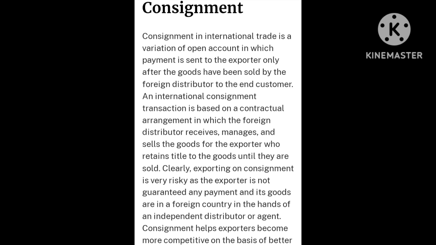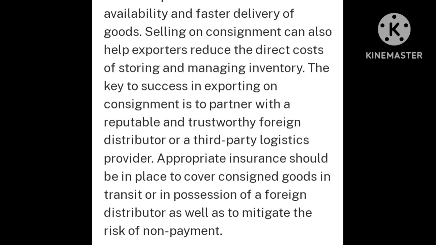Clearly, exporting on consignment is very risky, and the exporter is not guaranteed any payment, and its goods are in a foreign country in the hands of the independent distributor or agent. Consignment helps the exporter become more competitive on the basis of better availability and fast delivery of the goods. Selling on consignment can also help the exporter reduce the direct cost of storing and managing inventory.